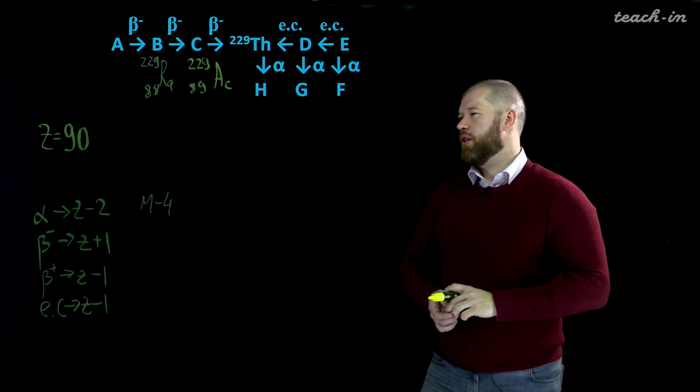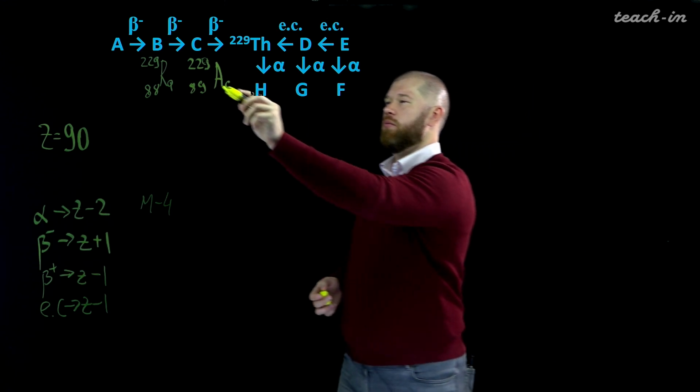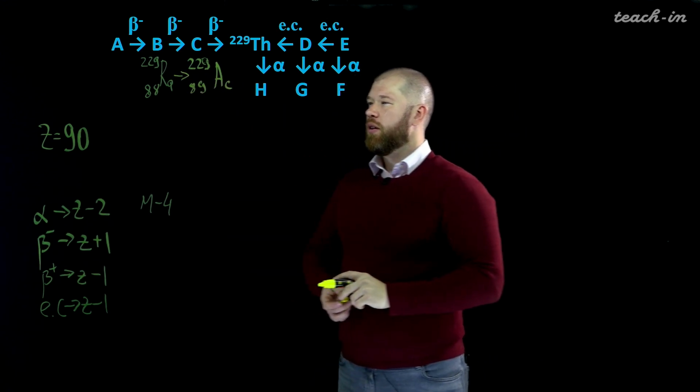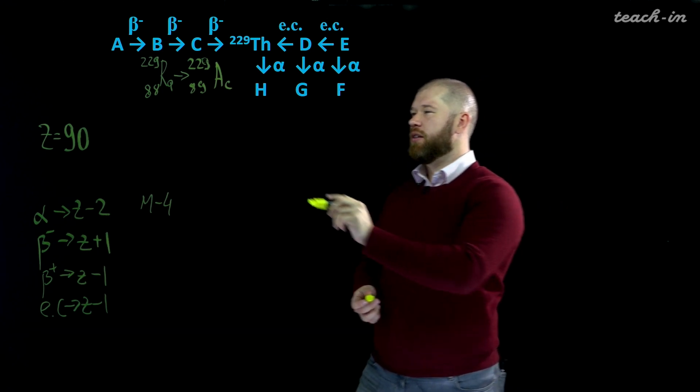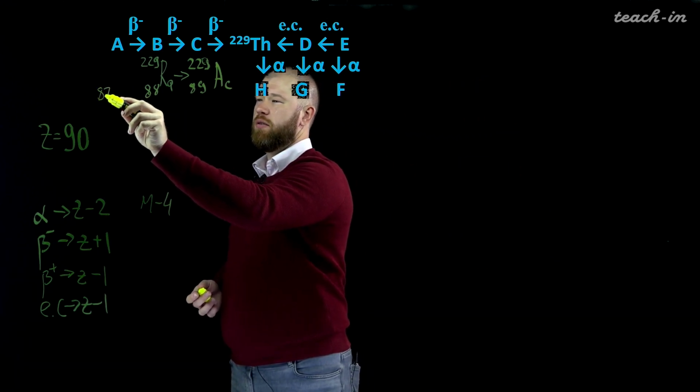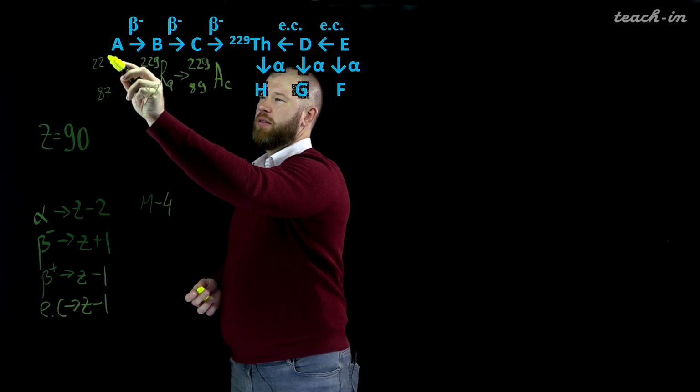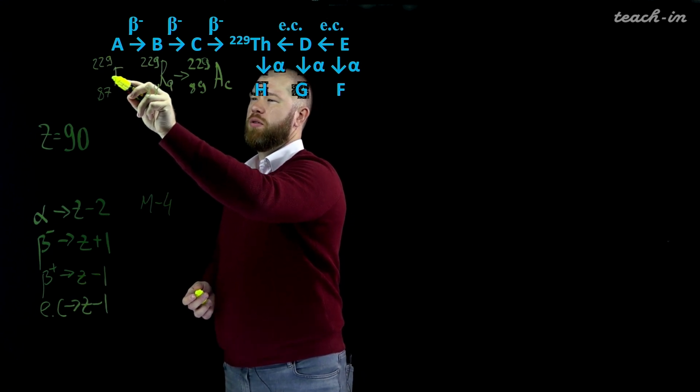And radionuclide A. Again, beta minus, 87. Mass is the same. It should be francium.